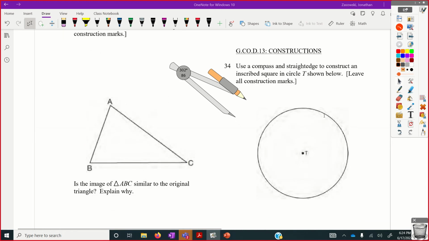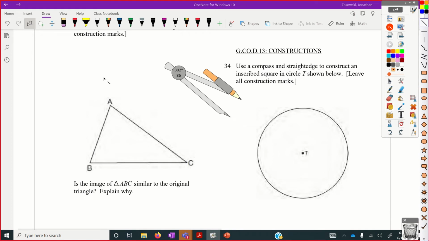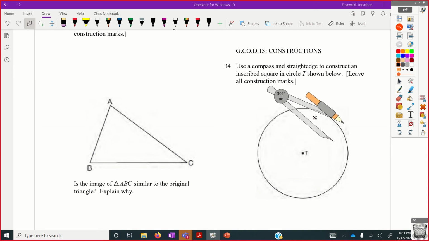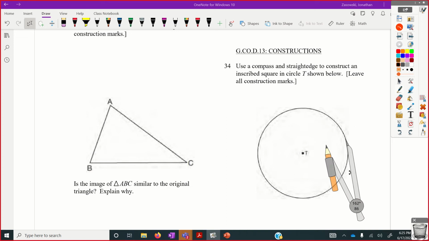Dilation of two. Once again, we did that yesterday. You're just going to extend the line out and then just copy that segment length out. We'll talk about the square. So once again, we're going to set our compass length equal to the radius. So sharp point on some point on the circle. Pencil is going to go on T. And then you're going to make six arcs going around the circle.